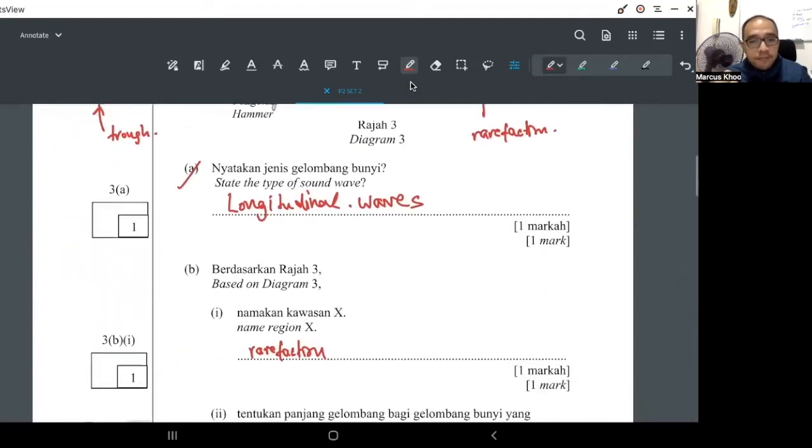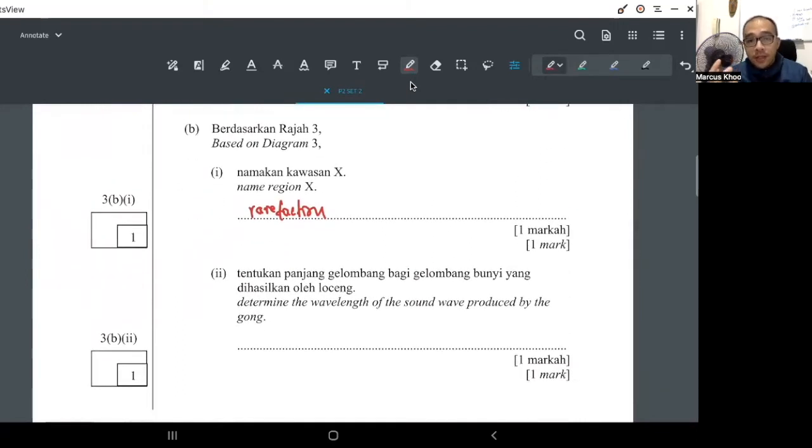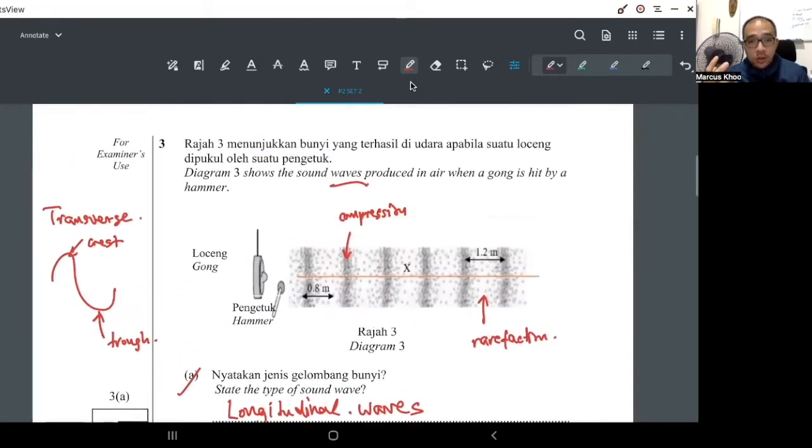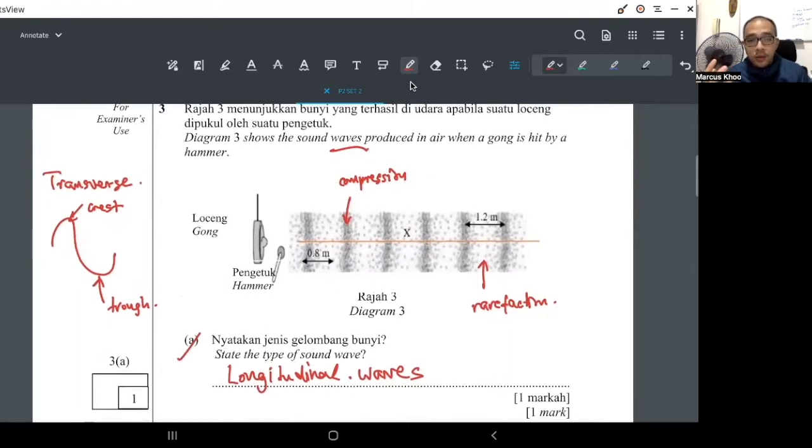Now, determine the wavelength for the sound wave produced by the gong. We find that there are these two over here. One is 0.8 and the other one is 1.2. Whether it is transverse or longitudinal, wavelength is always the distance between two of the same things: either crest to crest or trough to trough for transverse waves, or compression to the next compression, or rarefaction to the next rarefaction.